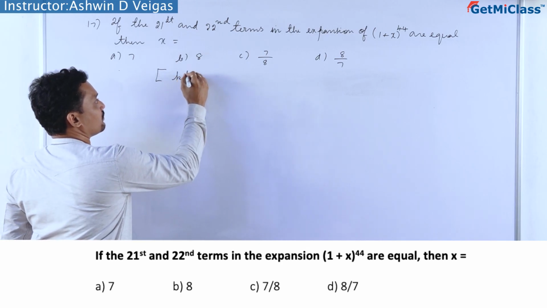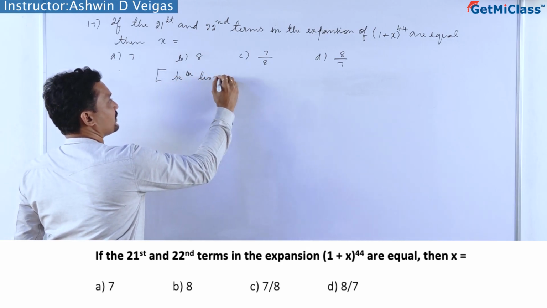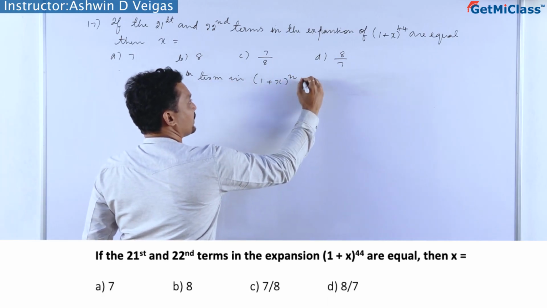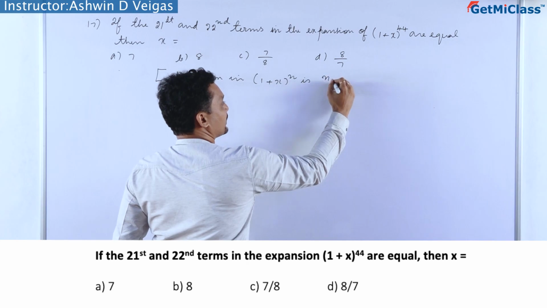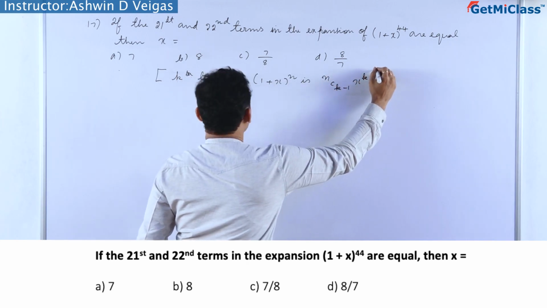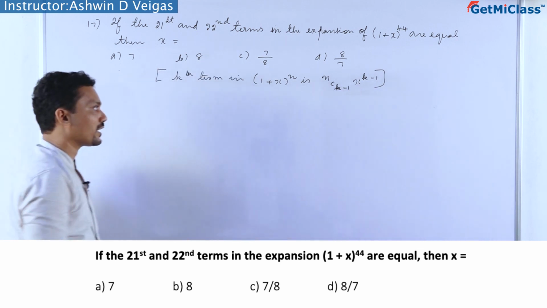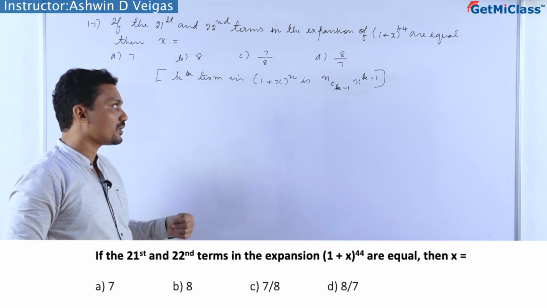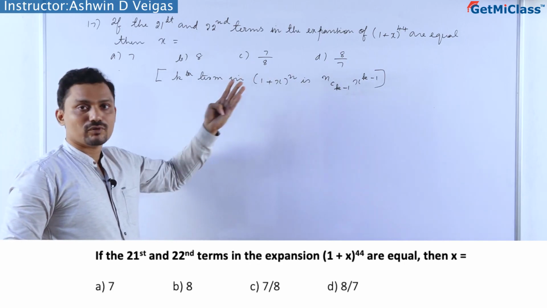The kth term in (1 + x)^n is always nC(k−1) x^(k−1). This is a very important concept, and problems under this concept are very important. Sometimes they are confusing also. Okay, let me give one example.